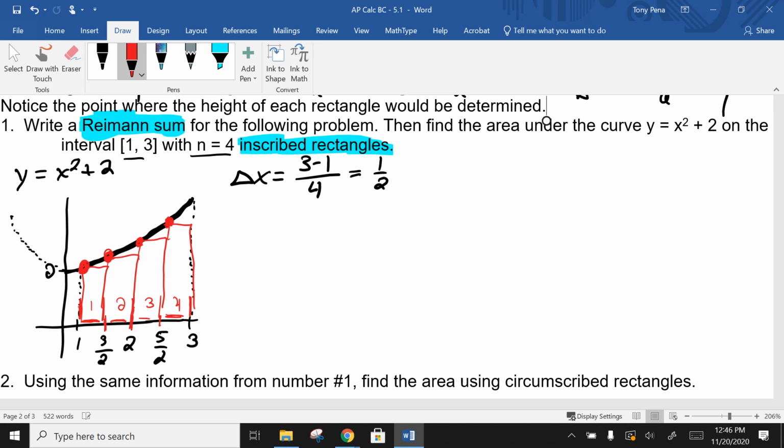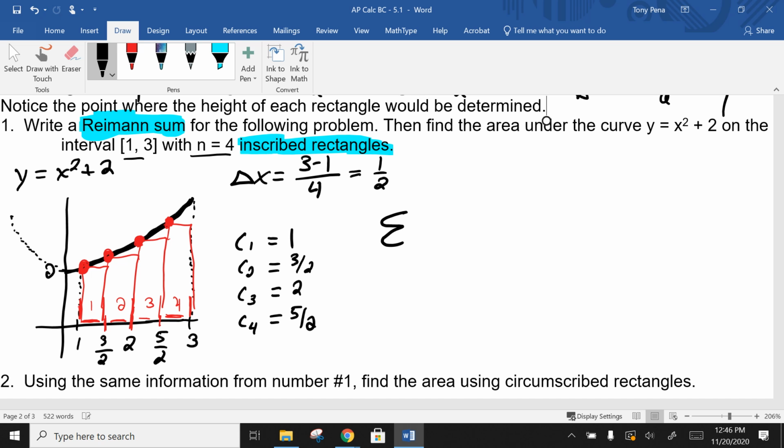So I'm making big fat red dots here. Those are important. What we're then going to do is list those values. The place where we hit the x coordinate are at 1, 3 halves, 2, and then 5 halves. So you're going to want to list those. And then here's where things get just a little bit weird. Even though these are x coordinates, we're going to call this C sub 1, C sub 2, C sub 3, and then C sub 4. And I'll explain why in a minute.